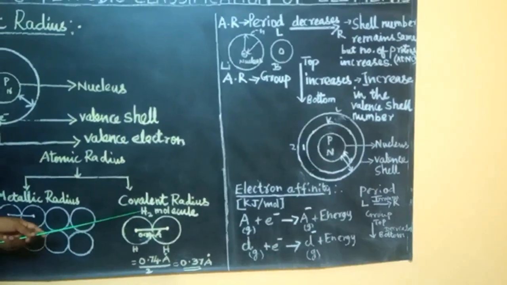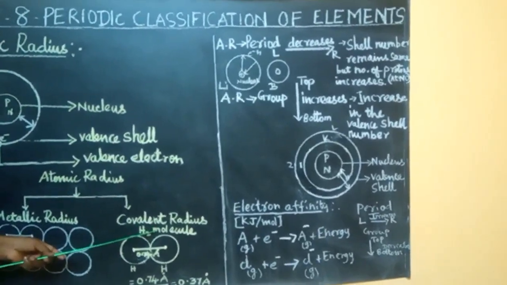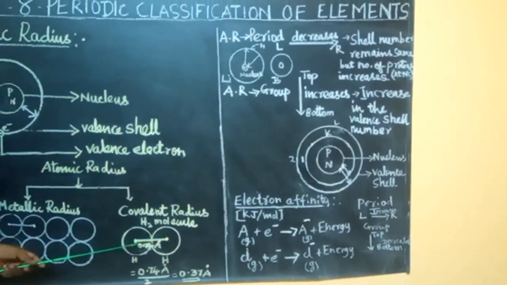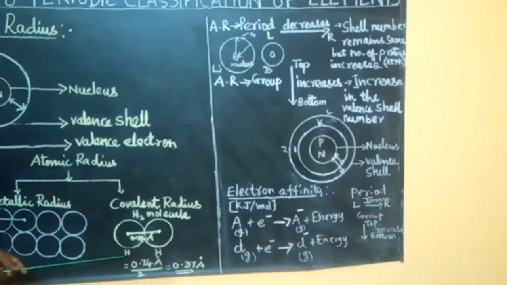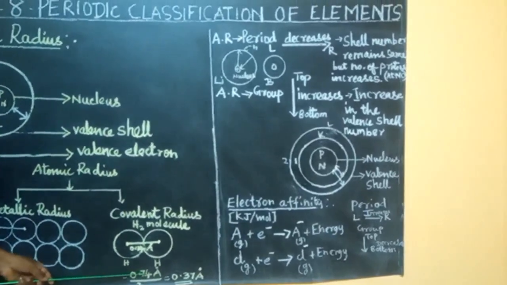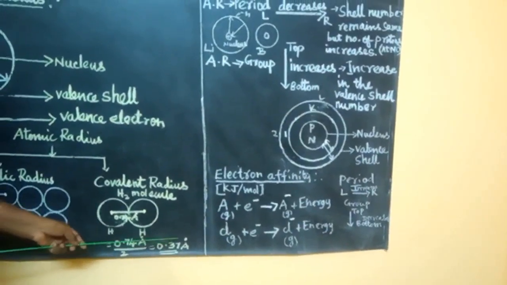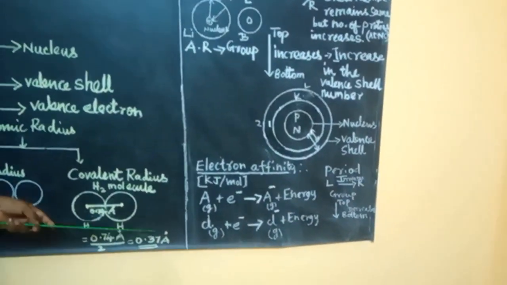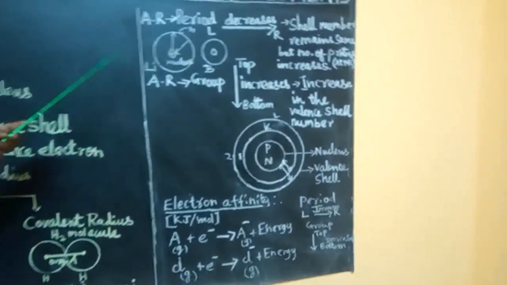So you can take the hydrogen molecule. Two hydrogen atoms are combining and producing this molecule. The distance between the two hydrogen nuclei is 0.74 angstrom. If you want to calculate the covalent radius, you divide this 0.74 angstrom by 2. You will get 0.37 angstrom.